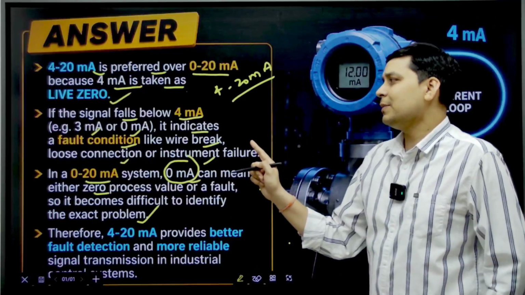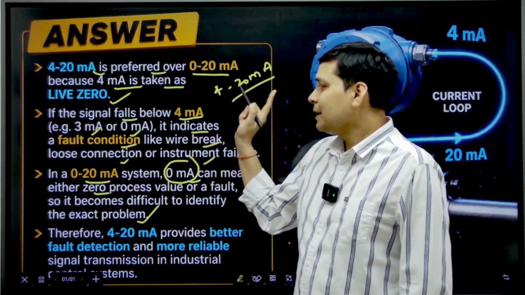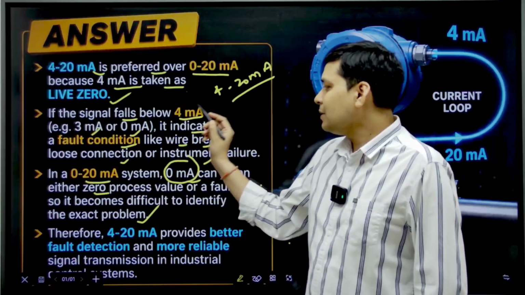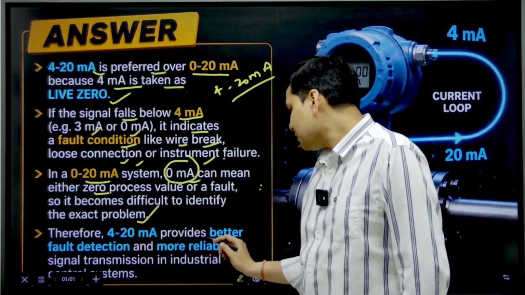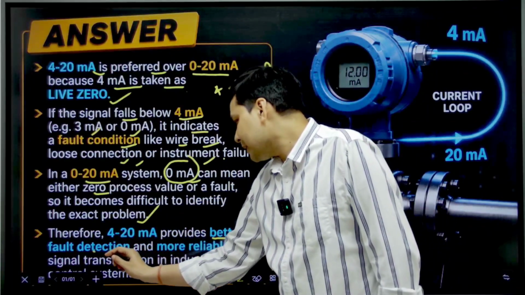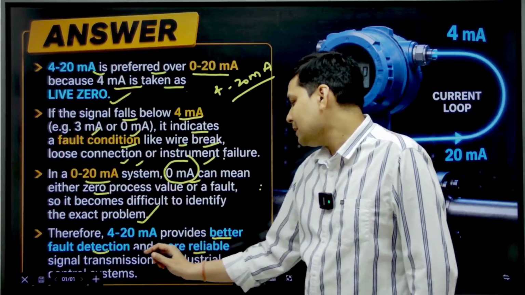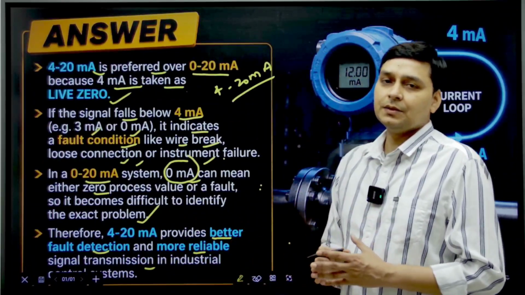But in 4 to 20 milliampere signal, 0 milliampere clearly represents a wire break, a loose connection or instrument failure. So 4 to 20 milliampere provides better fault detection and more reliable signal transmission in industries.